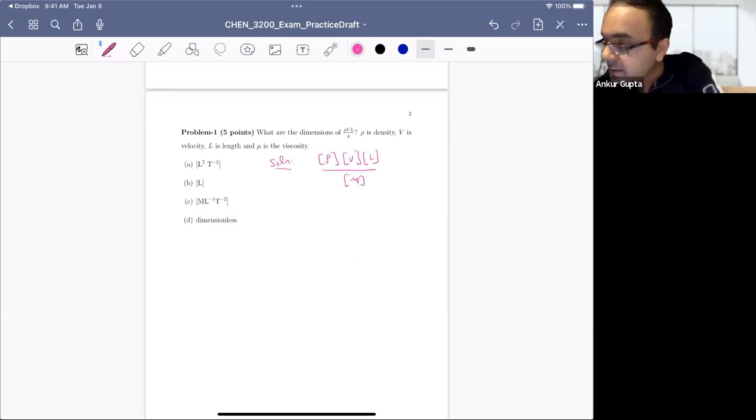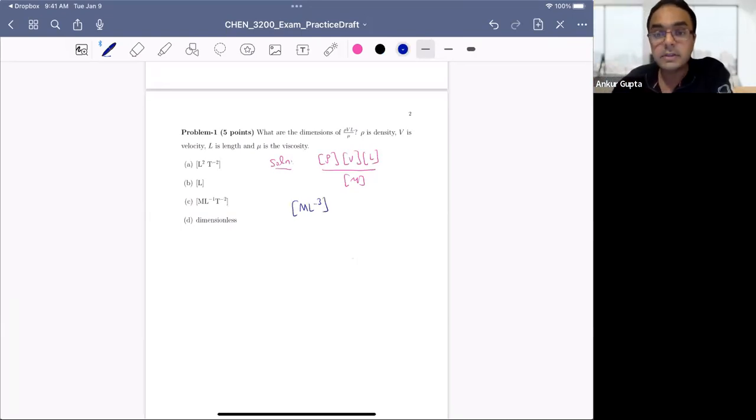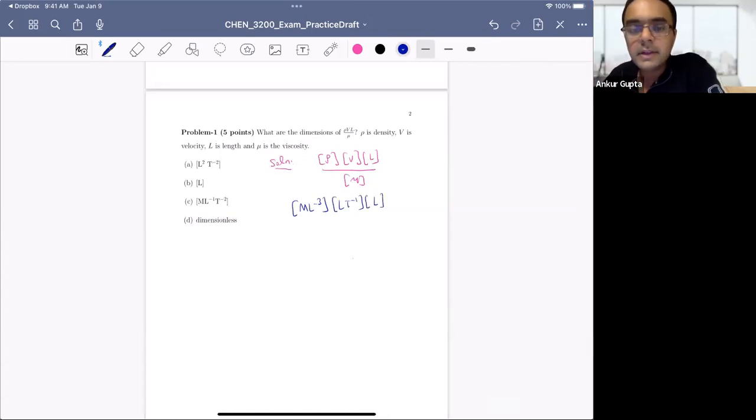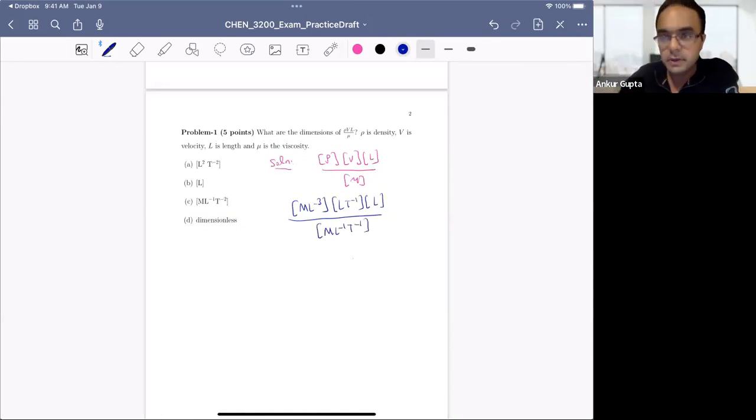Dimensions of density is mass per length cube, kg per meter cube. So M L minus 3. And then we have velocity. Velocity is meters per second. That is L T minus 1. Then I have length, simply L as dimensions. And then there is viscosity. That's probably where some students may not remember it, but this is a good thing to remember. M L minus 1 T minus 1, which is the dimensions of viscosity.